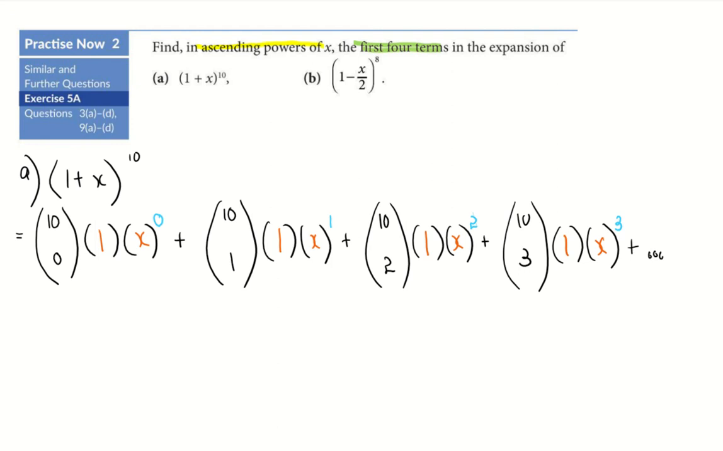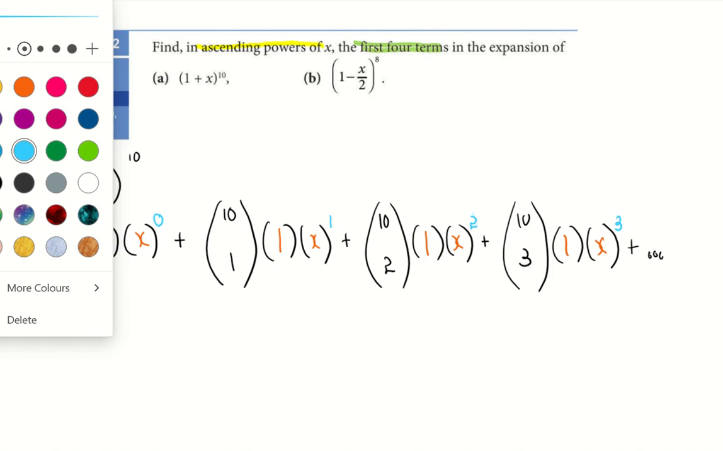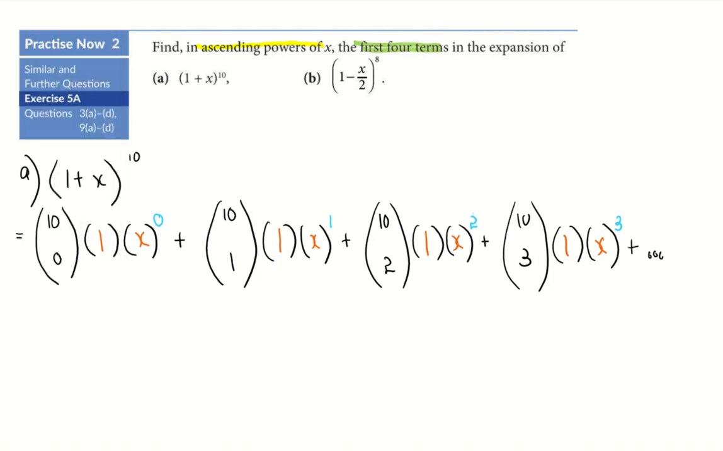At the same time, if one of my bracket terms start from 0, the other bracket must start from the highest power. What is the highest power here? 10. So if I start from 10, the next power must be number 9. Then it becomes 8 and 7. So take note, another observation. Oh, teacher, it seems that the power for each of the bracket terms will always sum up to 10, which is the highest power over here.